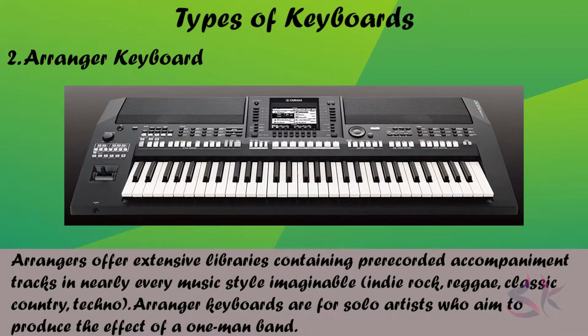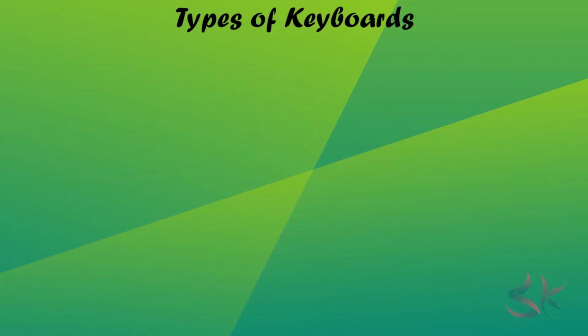Number 2. Arranger. Arrangers offer extensive libraries containing pre-recorded accompaniment tracks in nearly every music style imaginable. Arranger keyboards are for solo artists who aim to produce the effect of a one-man band. Arrangers generally come with voice backup capabilities, chord recognition software and a USB port. Music played by the keyboardist can often be recorded and saved into a memory bank.